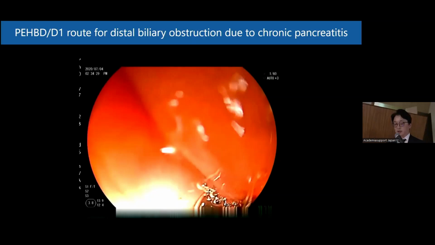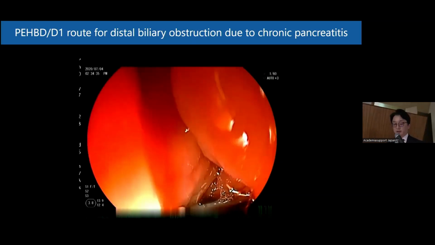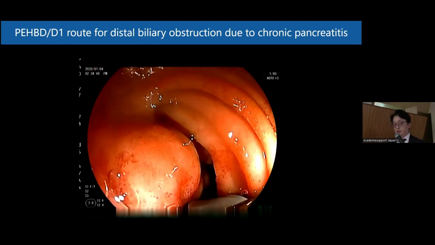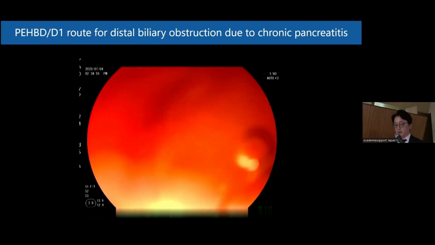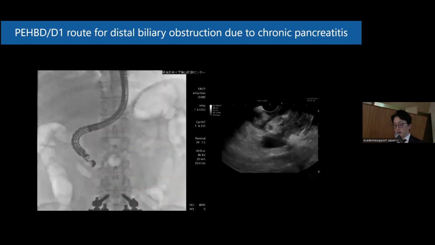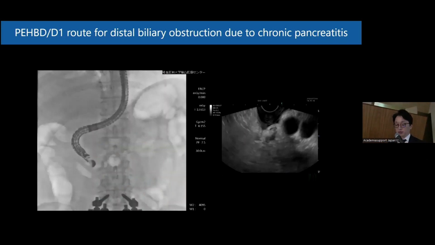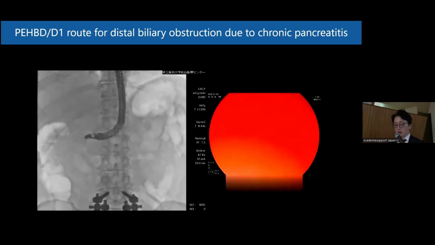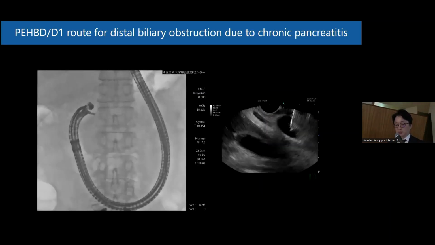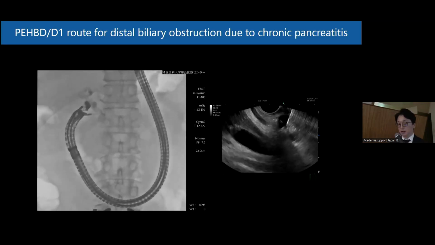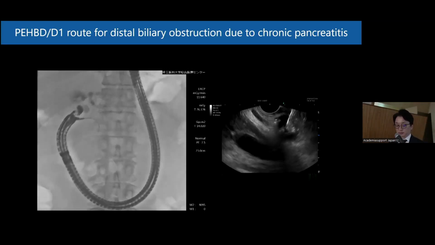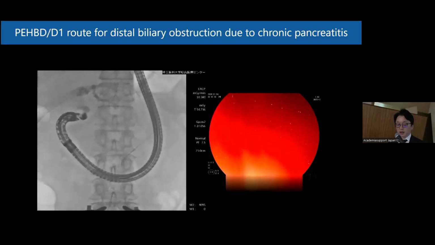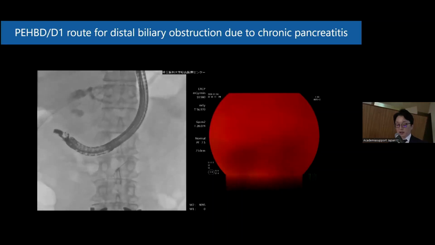This is a video of the proximal HBD from the D1 route. This is a chronic pancreatitis patient, and we first attempted the distal route from the short scope position, but the scope was very unstable, so we performed the proximal route with the long scope position. The guide wire was inserted, and we pushed the scope and angle. The guide wire was directed to the ampulla.